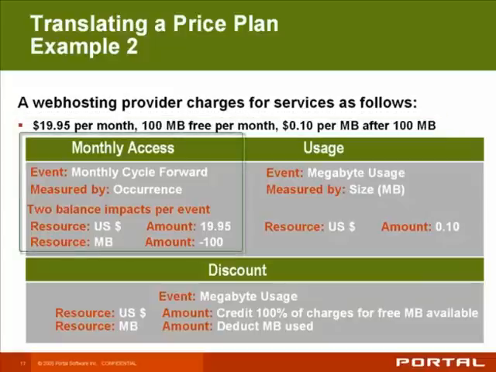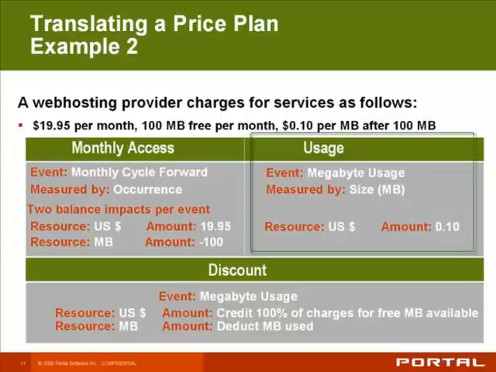We'll start with the monthly access, which has an event type of monthly cycle forward and is measured by occurrence. The new twist here is that the event now has two balance impacts. The first is charging the $19.95 monthly fee, and the second is a credit of 100 megabytes. Now once the customer has used up these 100 megabytes, we begin charging them, so let's look at the usage product, which has an event type of megabyte usage and is measured by size, which in this case is megabytes at a rate of 10 cents a megabyte.